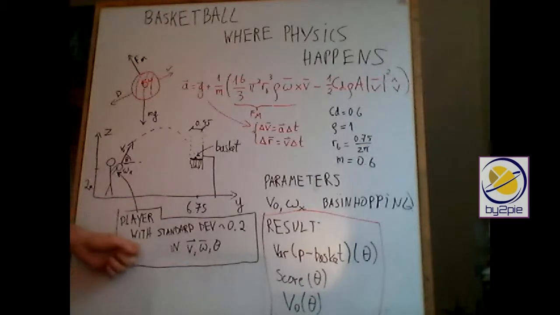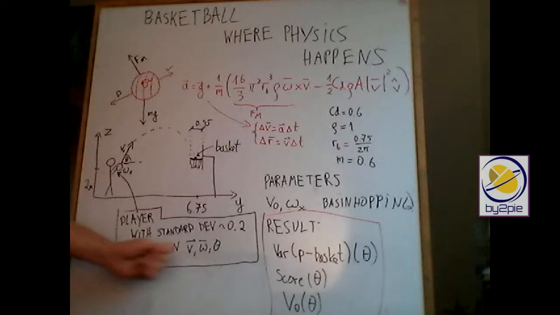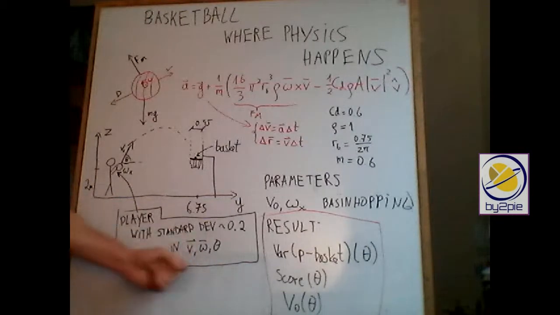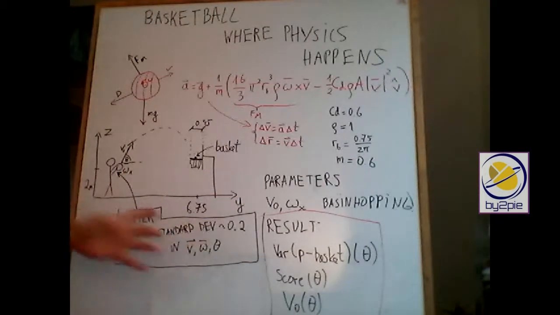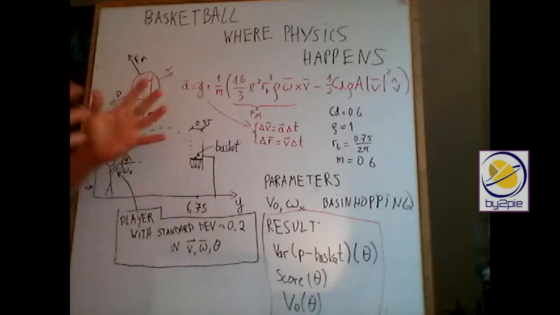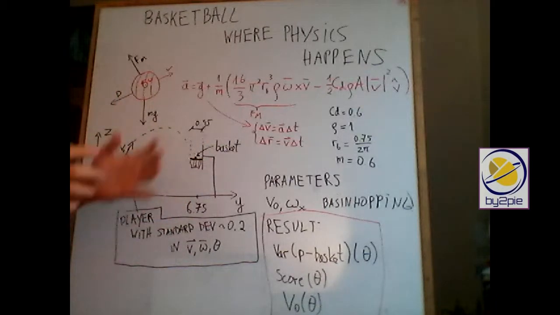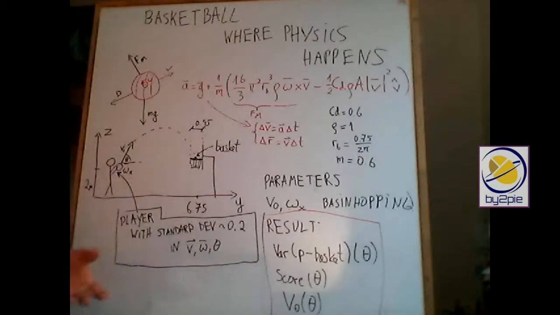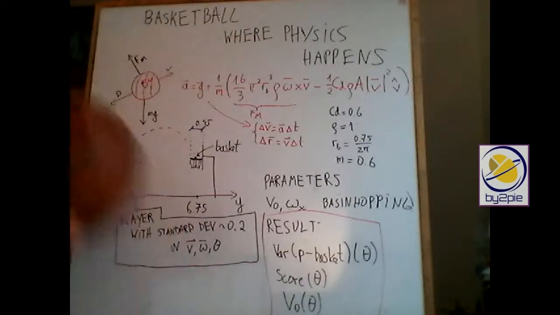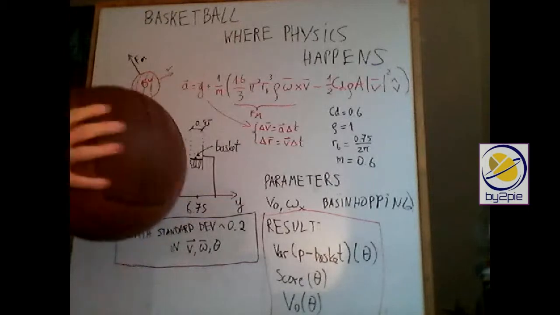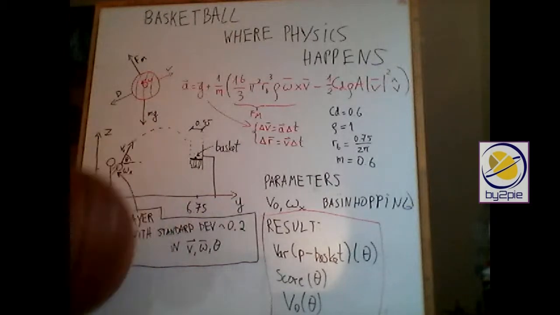And our player is equipped with something called the standard deviation, because it's not the ideal player. He's shooting the ball with some deviation, so sometimes there's additional rotation around, for example, the z-axis, sometimes about the y-axis. In other words, when we are shooting the ball, sometimes there is some noise.